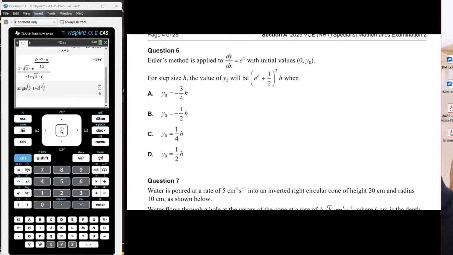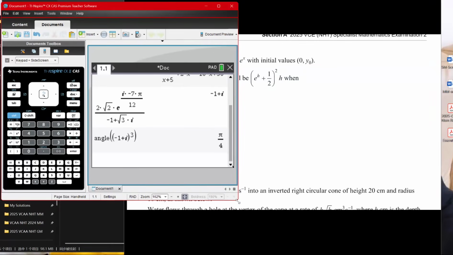Euler's method is applied to dy/dx equals e to the power x with initial values 0 and y naught. For step size h, the value of y3 will be e to the power h plus half to the power 2 times h, when y naught equals a certain number. So what I'm going to do this time is use the calculator approach, I would say.